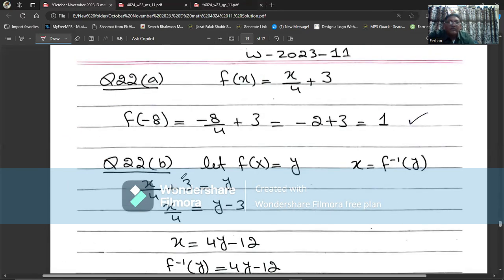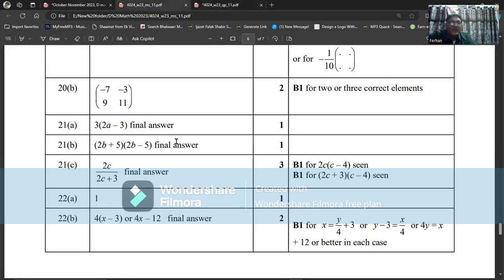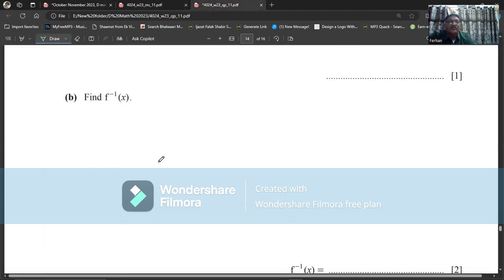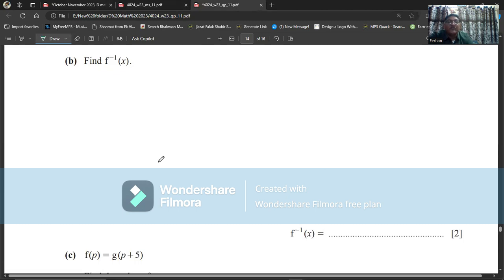So here you have f of x equal to x by 4 plus 3. F of minus 8 means in the place of x put minus 8. So you will have minus 8 divided by 4 plus 3. So you will have minus 2 plus 3 and that will be 1. So our answer is right. Then the next question is find the f inverse of x, and it's a 2 marks question.